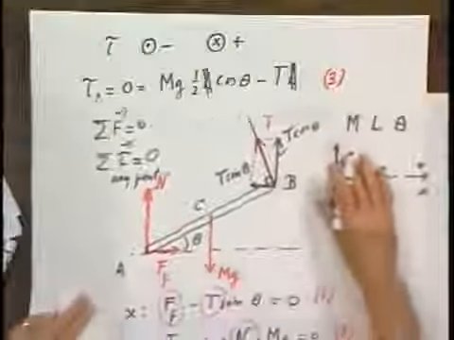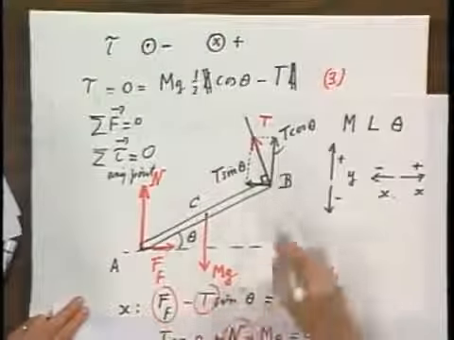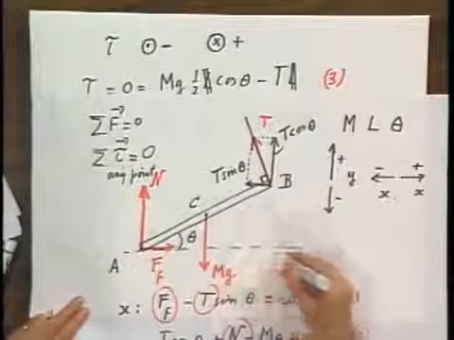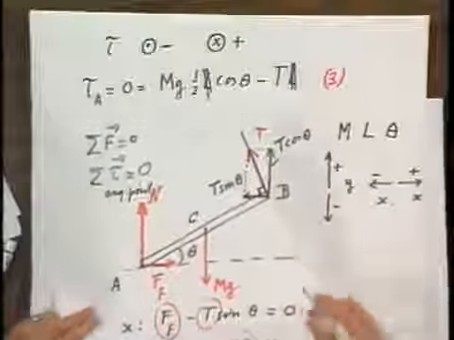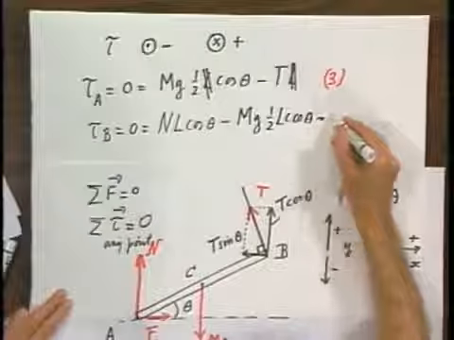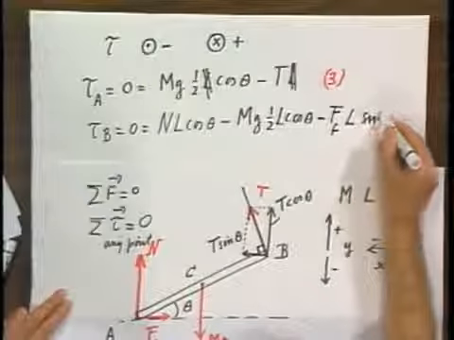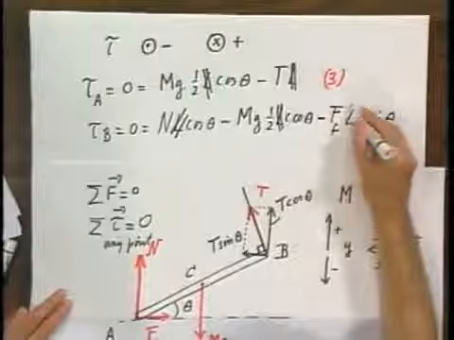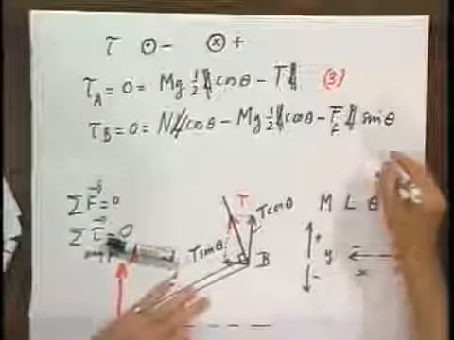So I get minus mg times 1/2 L cosine theta. And then I also have a negative torque due to the frictional force. It is the force times the distance from B to that force, and that distance equals L sine theta. And so I get here minus F friction L sine theta. And I lose my L, and this could then be my equation number 4.